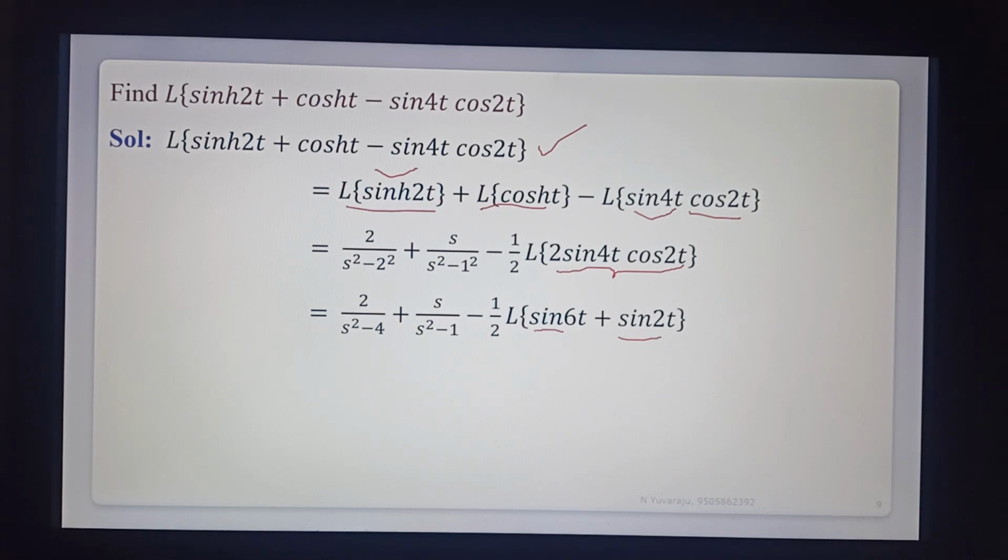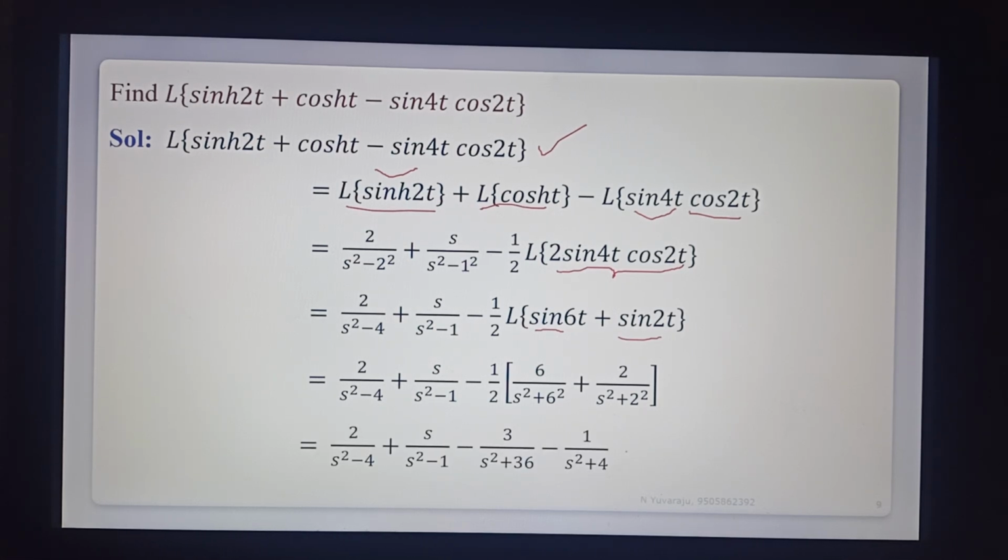Now using the formula 2 sin A cos B is equal to sin of A plus B plus sin of A minus B, and finding the Laplace transformation, that is equal to 2 by s square minus 4 plus s by s square minus 1, minus 1 by 2 into s by s square plus 6 square for sin 6t, and 2 by s square plus 2 square for sin 2t. So this is the required Laplace transformation of the given function.